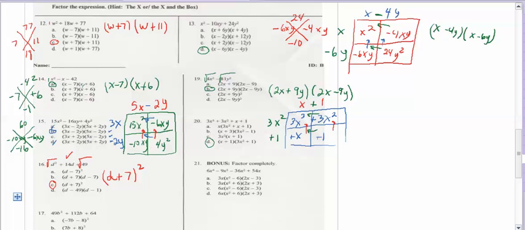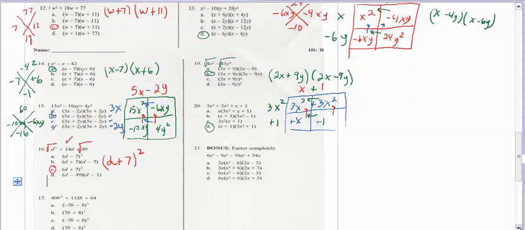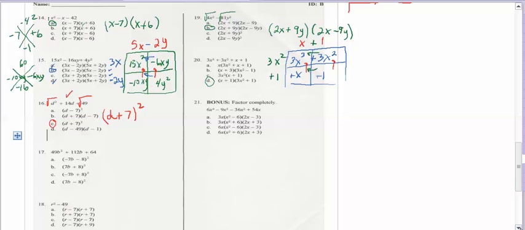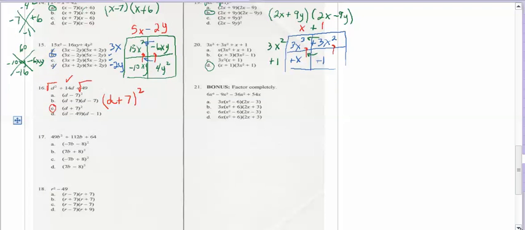Okay, let's go down to 17. Then we'll come back up to the bonus. Okay, next one. Is there anything I could take out of here? 2, they're even. I don't think so. So this one, take the square root of the first term. I think it's a perfect square trinomial.